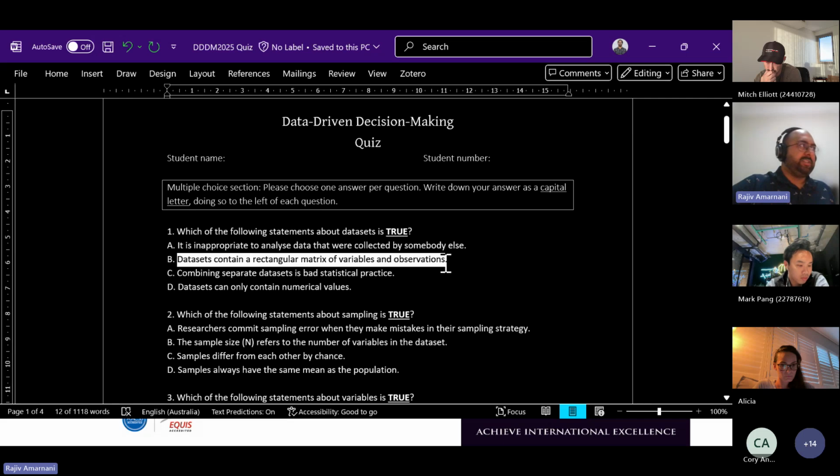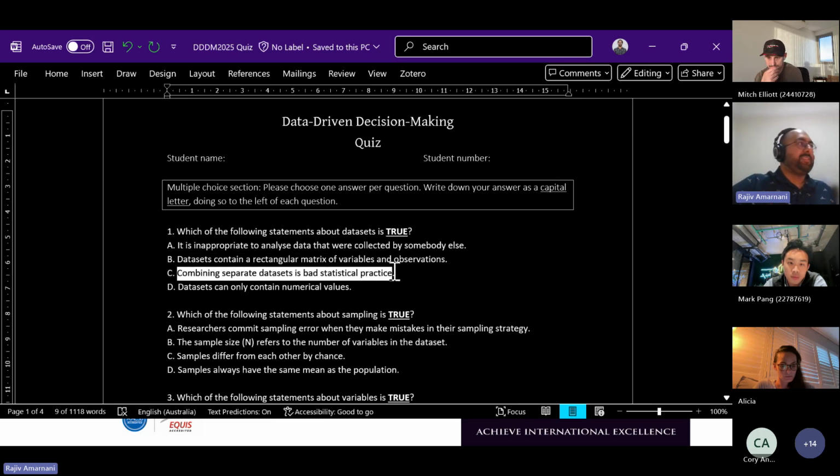Okay. Next one. Data sets contain a rectangular matrix of variables and observations. Yeah, this is true. So this is the answer. The answer was B. Next, we have combining separate data sets is bad statistical practice. It's not. It's data fusion, right? So you're putting pieces together from various data sets to compose a kind of fused combined data set that is hopefully pulling together lots of different information that can be useful in your modeling.